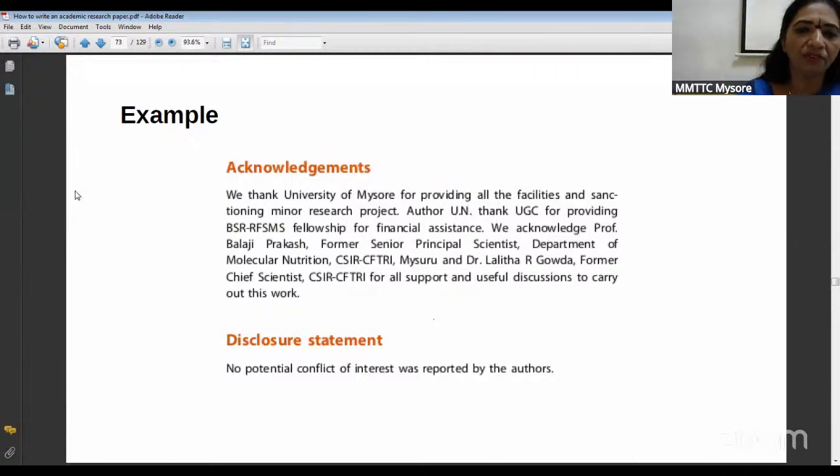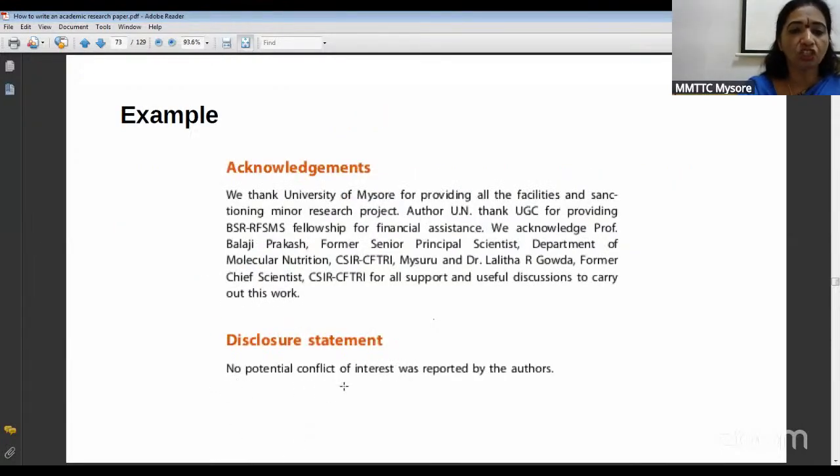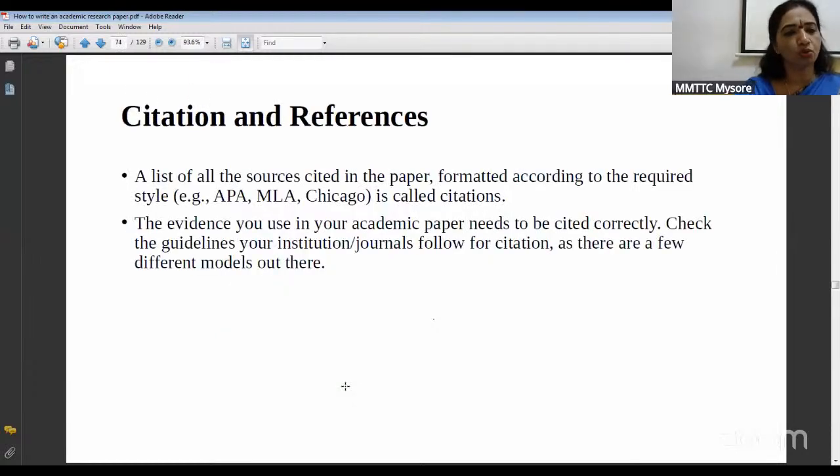Here we have acknowledged. At that time, the author Upendra had got a fellowship from this, so we have acknowledged that. And also one person from CSIR CFTRI, Dr. Lalita Argauda, has helped us, so we have acknowledged that. And also you have to mention the disclosure statement. So you should declare that no potential conflict of interest was reported by the authors. Whatever work we have done, it's totally independent, and we don't have any potential conflict of interest for our work. That also we have to declare.